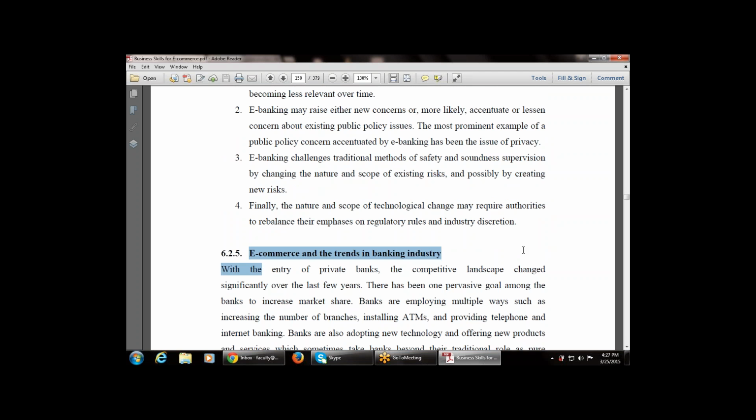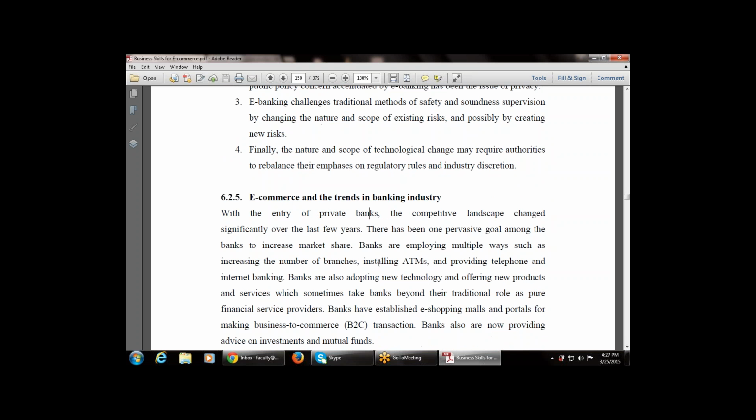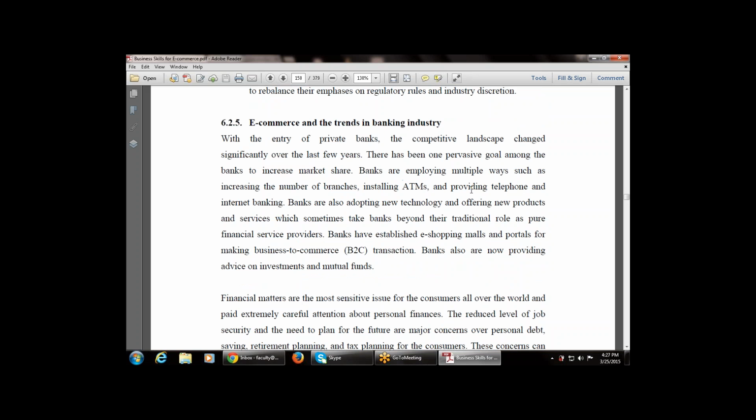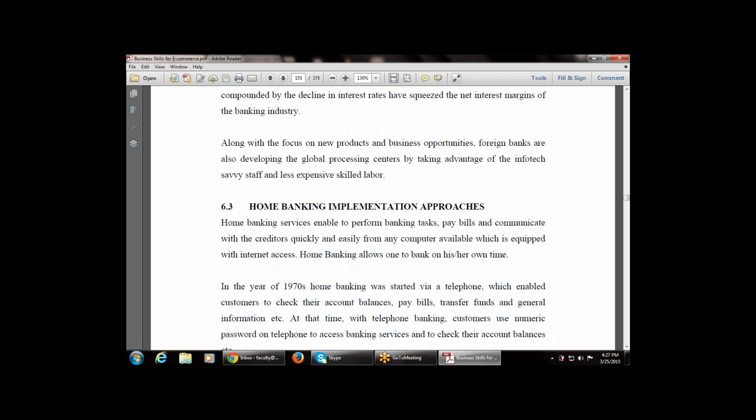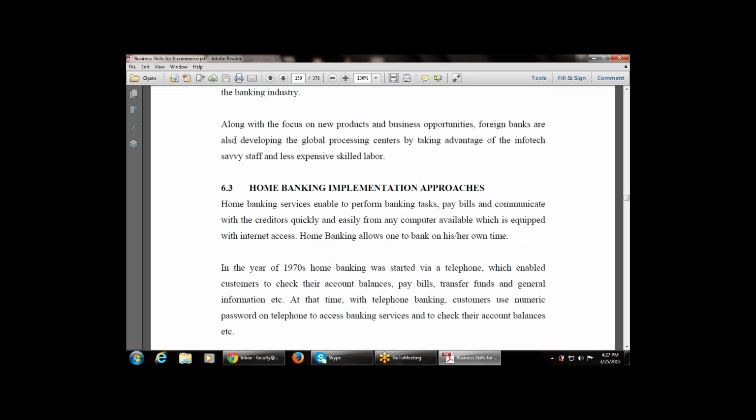Then the next factor that leads into the new era is e-commerce and the trends in the banking industry. E-commerce is also used, and there are more trends in the banking industry that are a more challenging factor. That includes the ATM, telephone banking, internet banking, and an increasing number of branches, so that everyone who wants to make a payment through banking, through ATM, telephone banking or internet banking, can choose them for using e-commerce or making their transactions. These are the various factors that we have studied.